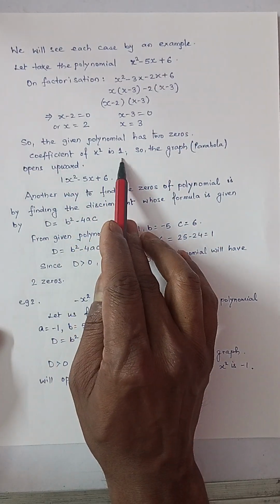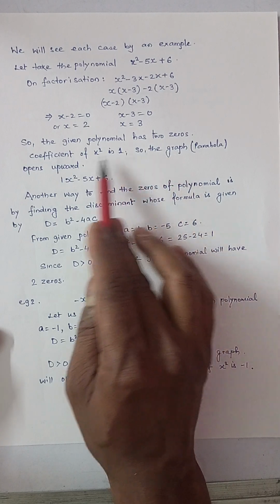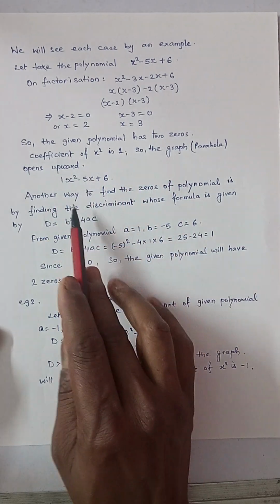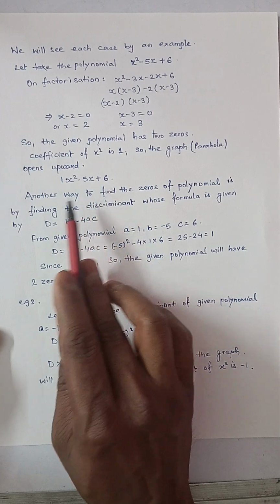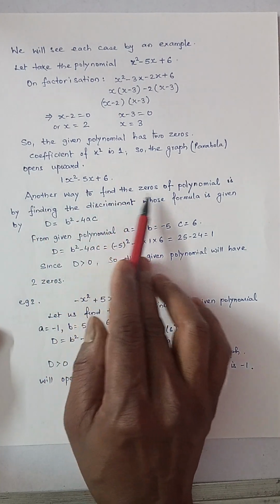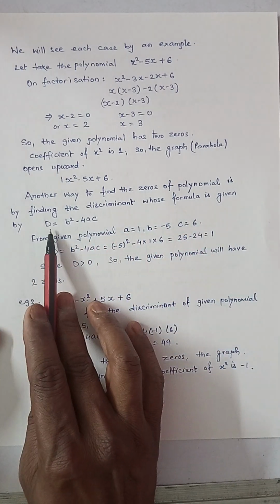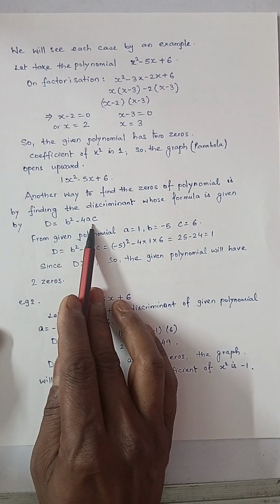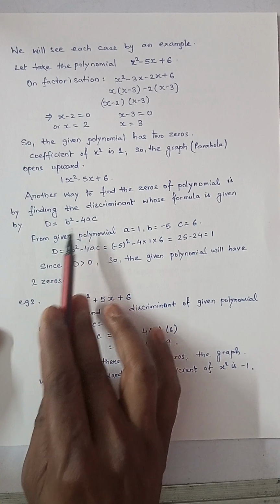The coefficient of x square is 1, that is a is greater than 0, so the graph will open upward. In the second method, for x square minus 5x plus 6, another way to find the zeros of a polynomial is by finding the discriminant, whose formula is D equals b square minus 4ac. This formula only applies to the quadratic equation.